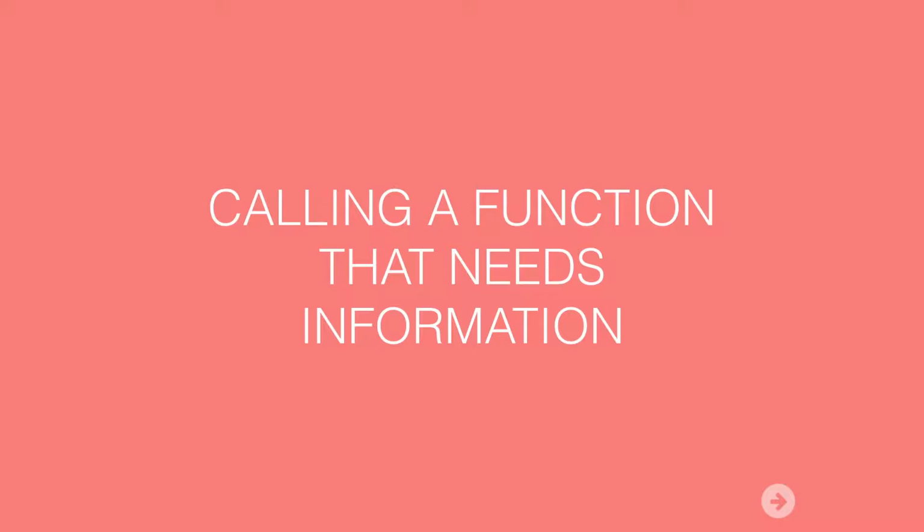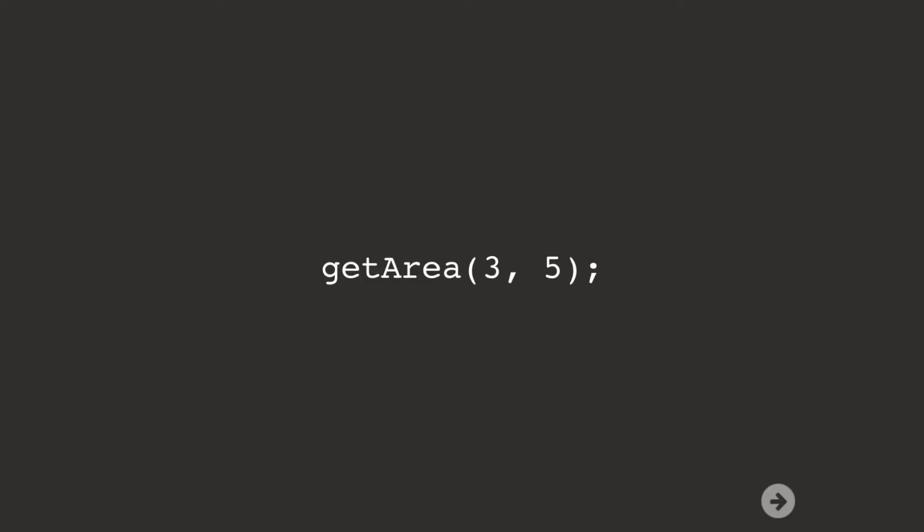So calling a function that needs information, we would essentially pass in our values 3 and 5 to get the area. Inside of our function, it will multiply them and it will return 15.